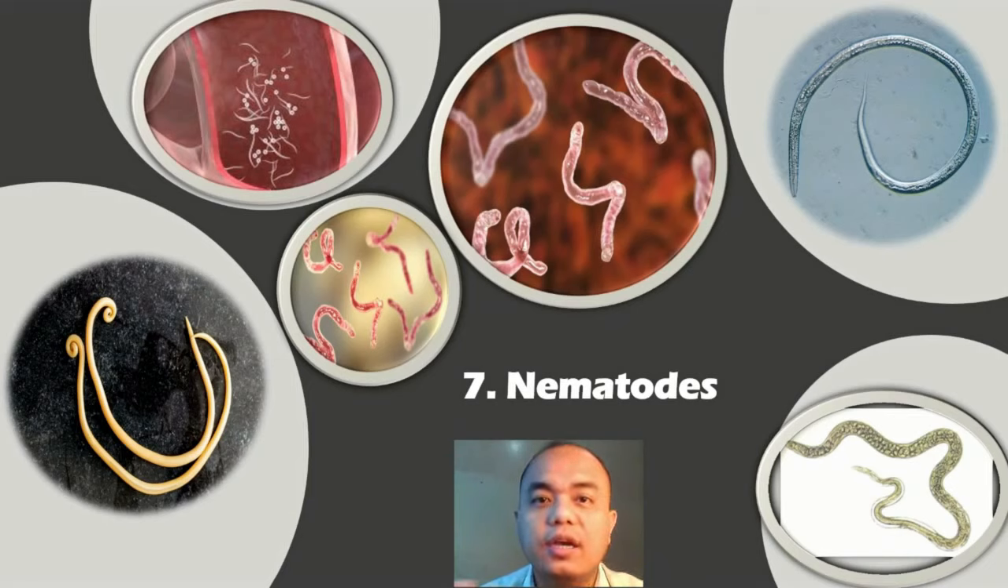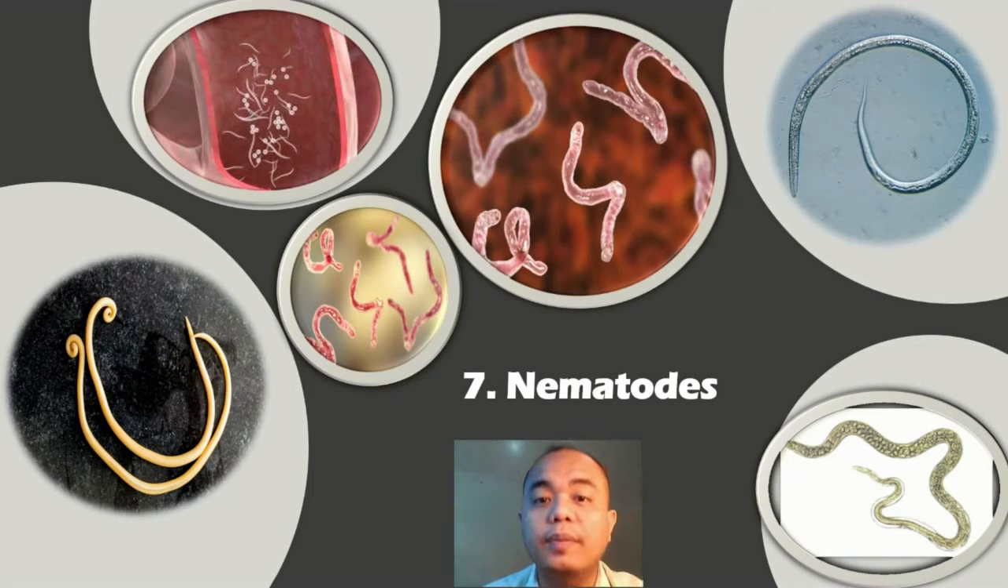You see here on screen are examples of nematodes. Nematodes are roundworms. So, they are elongated, non-segmented, worm-like, thread-like animals. They are not segmented, their bodies are just round. Now, they are free-living or parasites of humans. And they are also found in plants and other animals. They are found in water, in the soil, and in other plants and animals as parasites.